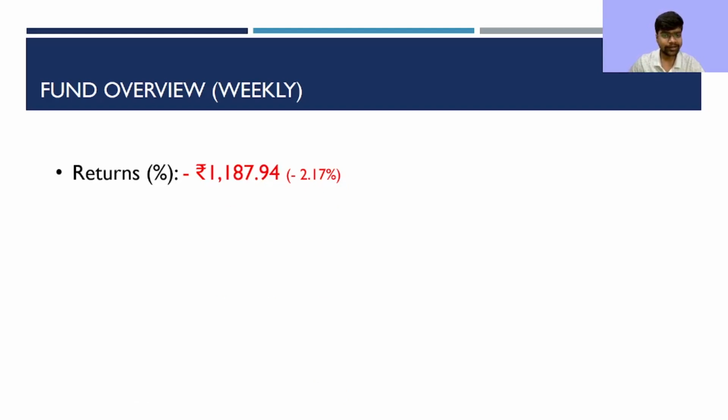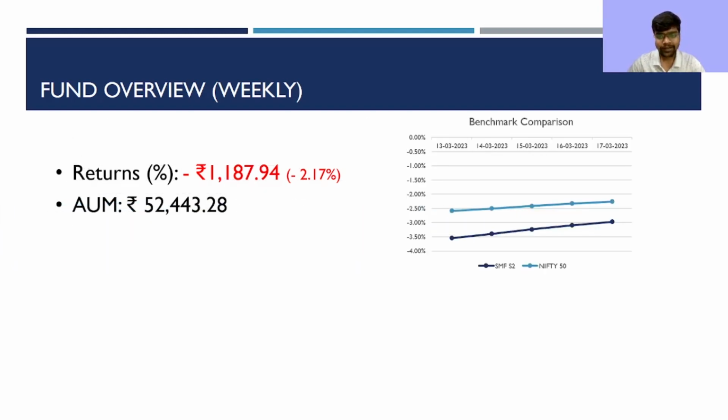During this week, we have experienced returns of negative 1187.94, and this is a no-brainer since the market is falling, and we have experienced a loss of 2.17%. And our current asset under management is 52,443.28 rupees. And if you can see over here, this is how the benchmark has performed, and this is how our fund has performed during this period. So you can see that the percentage growth in our fund, which can be translated as volatility, is higher than that of Nifty.